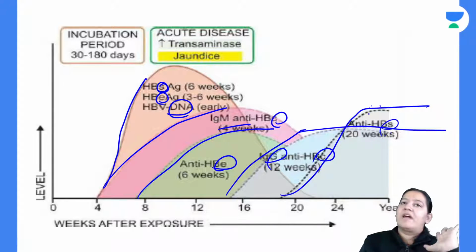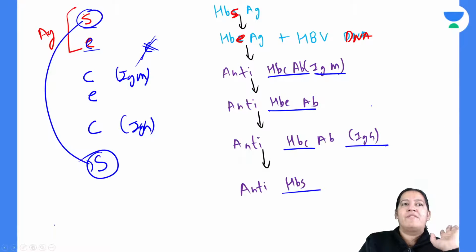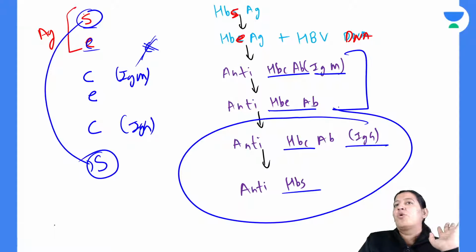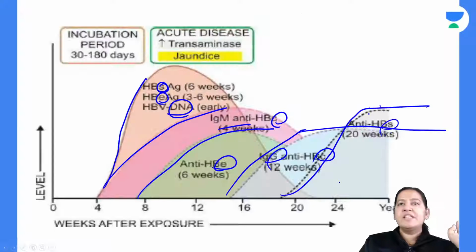These two antibodies will remain forever, the last two antibodies. The others will come and they will go, but these two will remain forever. Do you have any doubt in this graph?